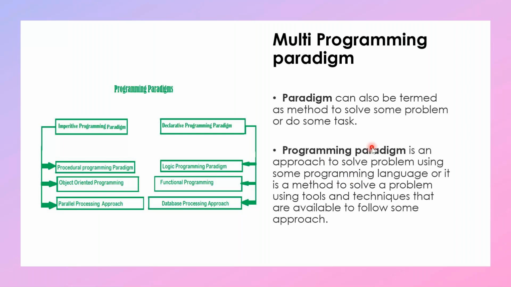Right. So we have different kinds of programming paradigms. Imperative programming paradigm, declarative. Imperative has a few more types: procedural, object-oriented, parallel, and in declarative we have logical, functional, database processing approach. Okay, but for a few languages, they support only a few paradigms, but in Python we can make use of more programming paradigms.